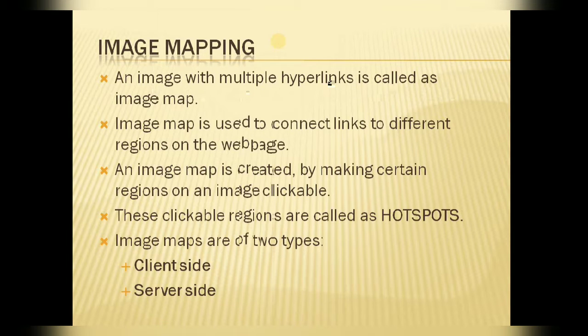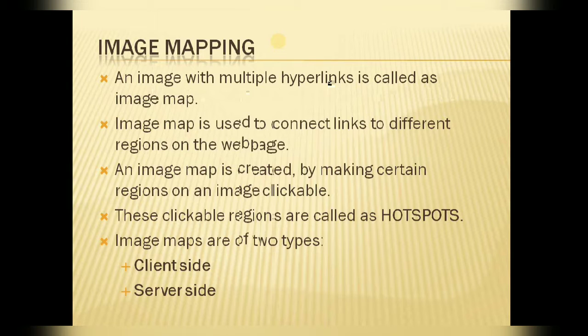Basically, image map is an image which contains multiple hyperlinks. We define different regions on the image, and when we click on that region, it opens a new web page. Okay, so here an image with multiple hyperlinks is called your image map. This is many a times asked for your fill in the blanks. Image map is used to connect links on different web pages.